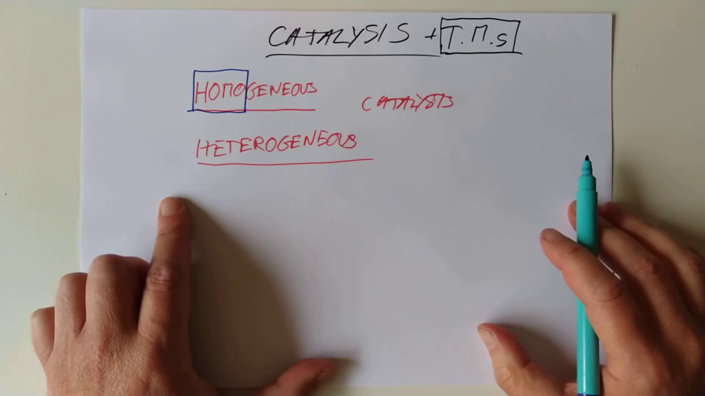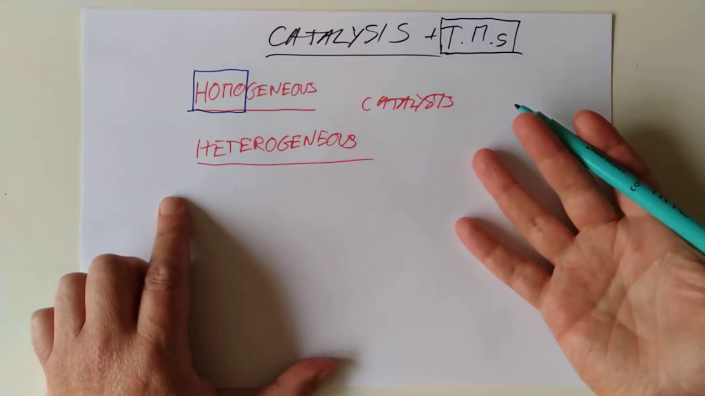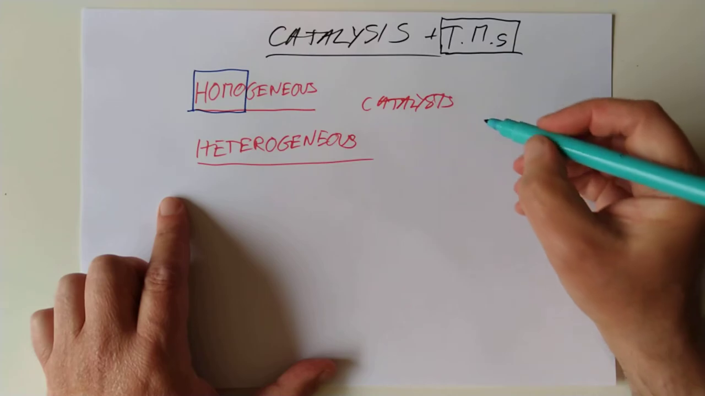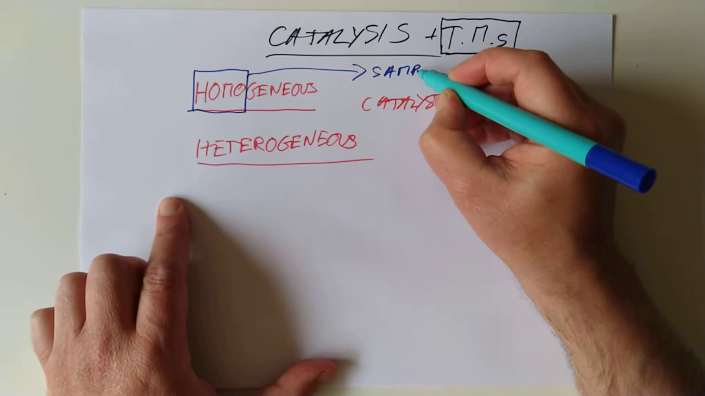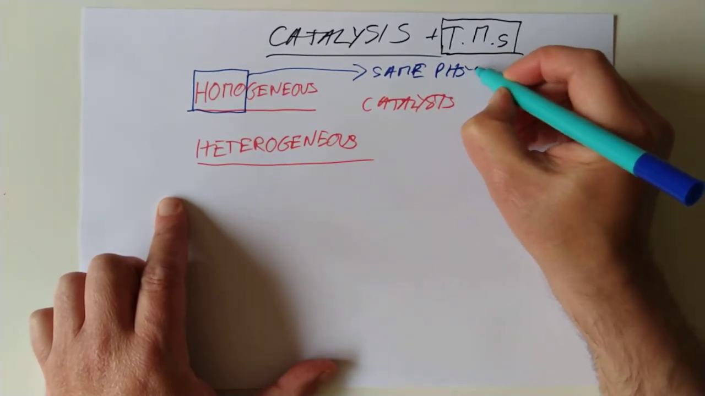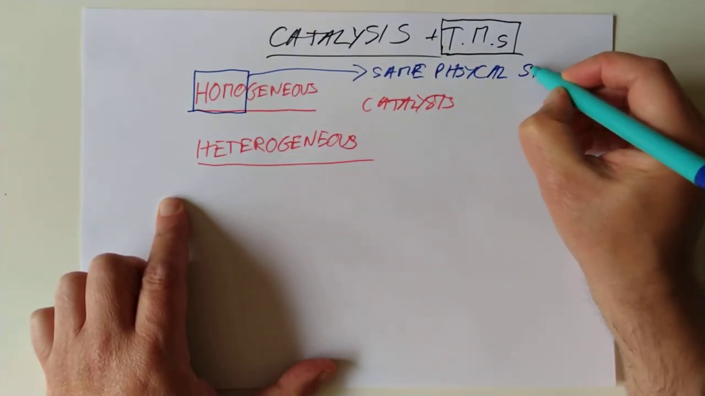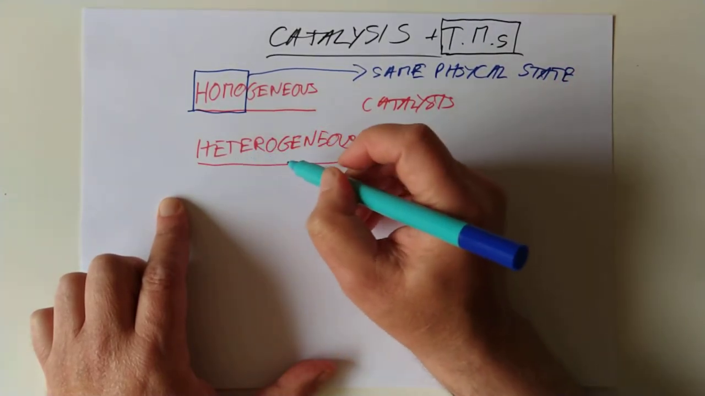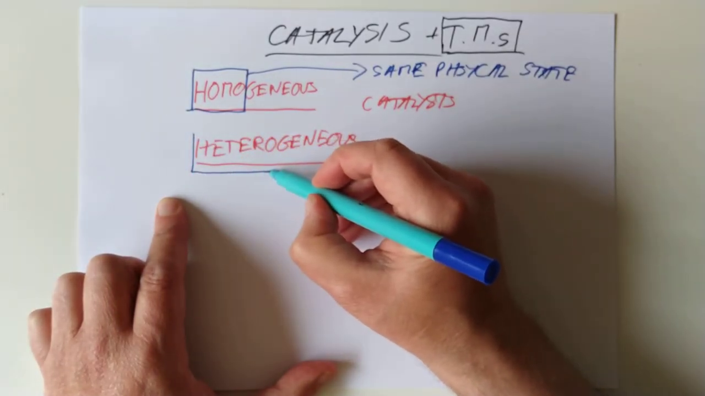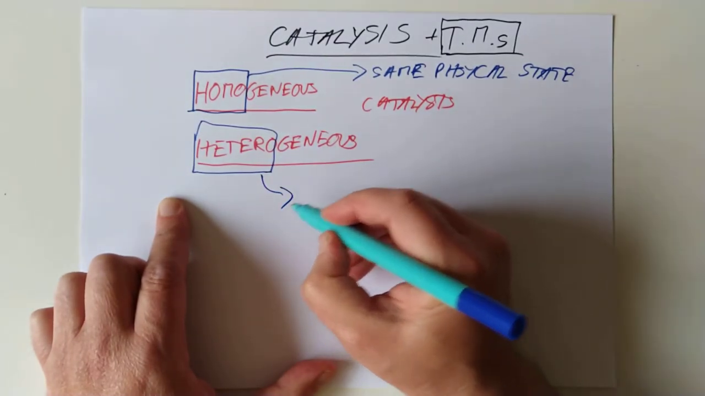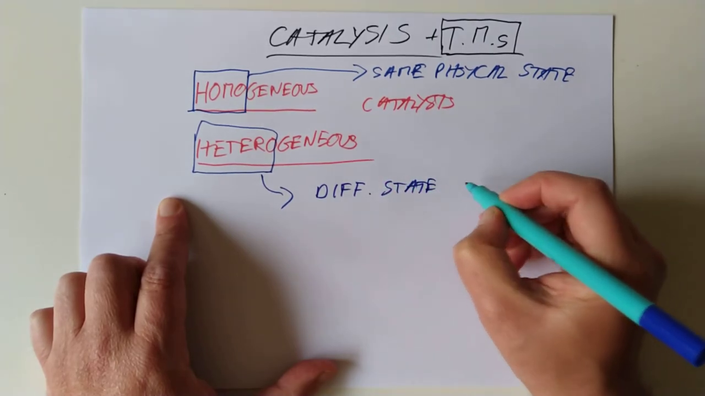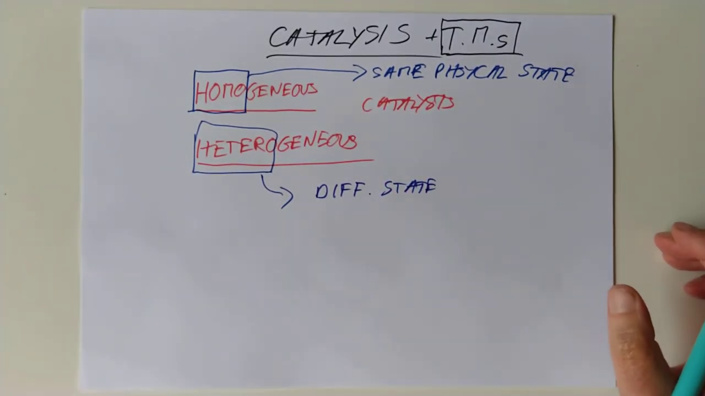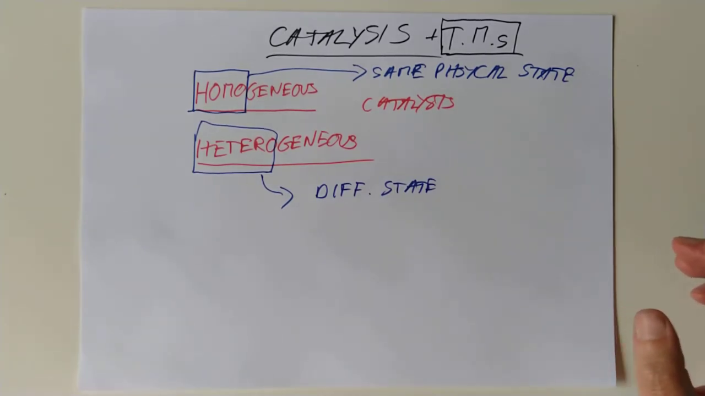The easiest one to imagine would be enzymes in your blood, because the enzymes are dissolved and the chemicals they're reacting with are dissolved. So homogeneous catalysts are in the same physical state as whatever they're catalyzing. Heterogeneous are a different physical state. So an example of that would be the exhaust inside your car. Unless you're watching this in 20 years in the future, in which case they're probably all electric.